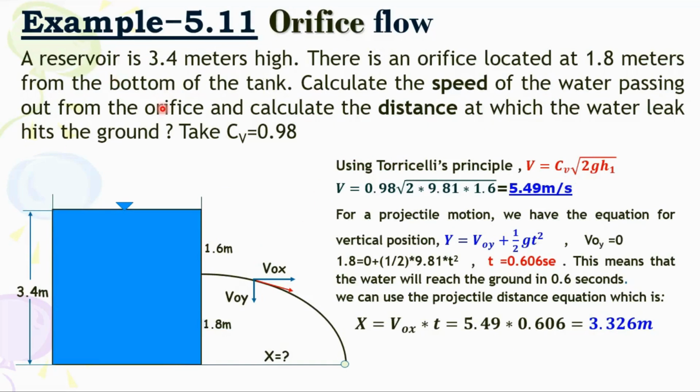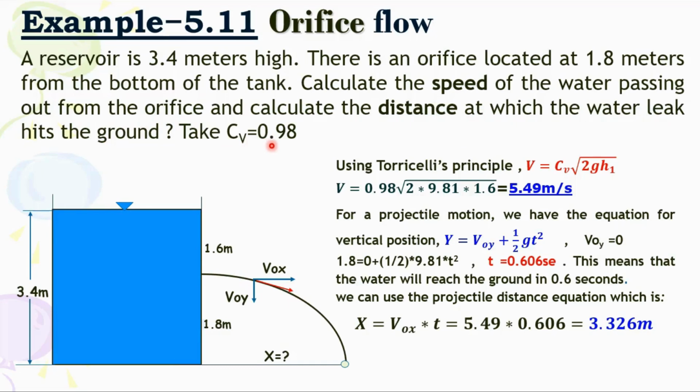And the other exercise is orifice flow. If you have a reservoir with 3.4 meter height, then you may have an orifice located at 1.8 meters from the bottom of the tank. Calculate the speed of water passing out from the orifice and calculate the distance at which the water jet hits the ground. Take the coefficient of velocity due to this orifice.